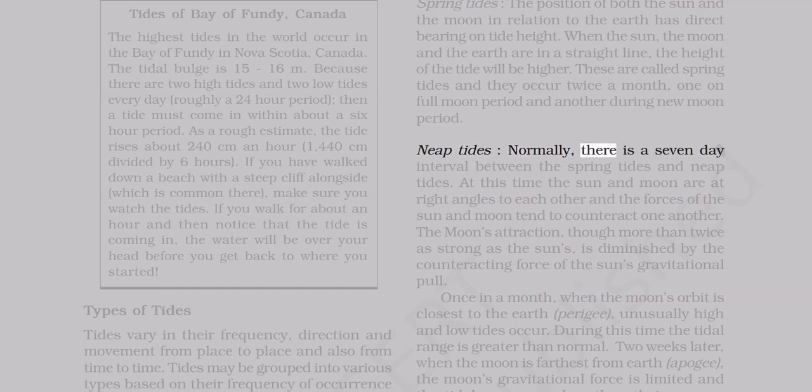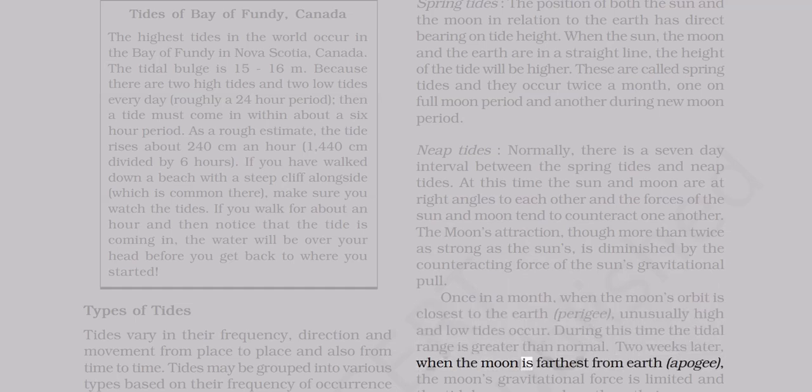Neap tides. Normally, there is a 7-day interval between the spring tides and neap tides. At this time, the sun and moon are at right angles to each other, and the forces of the sun and moon tend to counteract one another. The moon's attraction, though more than twice as strong as the sun's, is diminished by the counteracting force of the sun's gravitational pull. Once in a month, when the moon's orbit is closest to the Earth, perigee, unusually high and low tides occur. During this time, the tidal range is greater than normal.